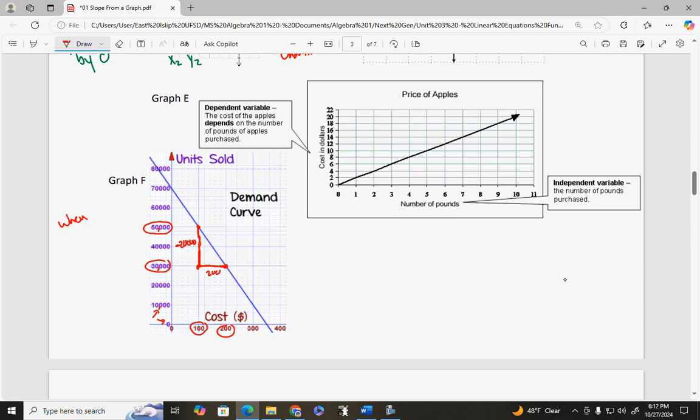When scale doesn't go by one, be very careful. Okay, don't just count boxes.